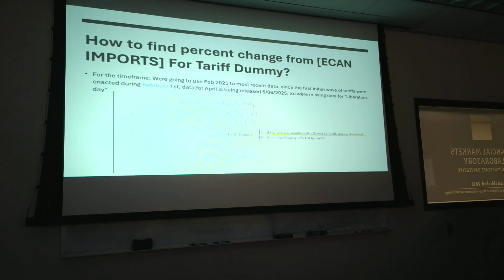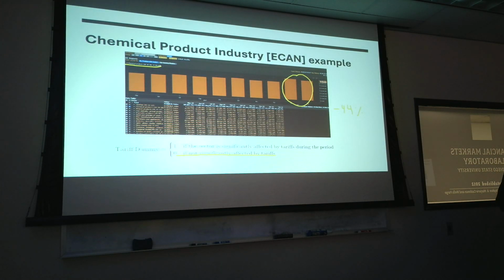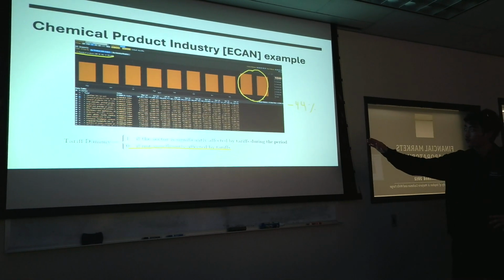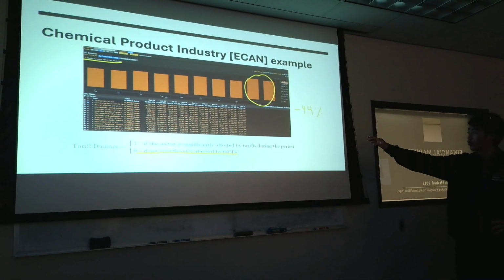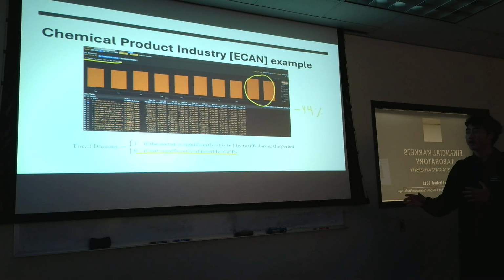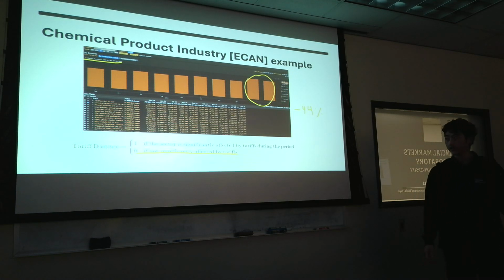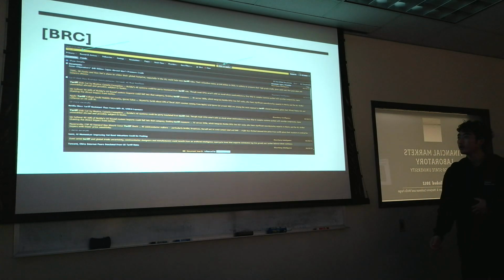Next slide, please. For me, I found that the chemical product industry using ECAN on a yearly time frame for the last 2 months was only a drop of 4.4%. So I decided that tariffs have not significantly impacted this industry. I gather companies within that industry using EQS and list them on a separate spreadsheet like we did before with domestic companies.